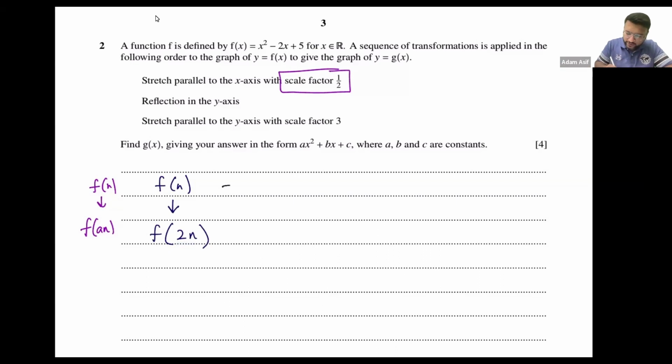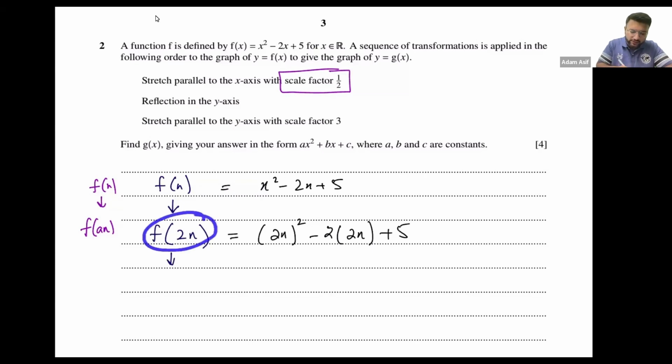So to start off with, f of x was x squared minus 2x plus 5. After the first transformation, this is going to be (2x) squared minus 2 times 2x plus 5. Okay? Then the next transformation is reflection in the y-axis. Any function that is reflected in the y-axis will have an equation, if I reflect this equation in the y-axis, this will become minus f of 2x.